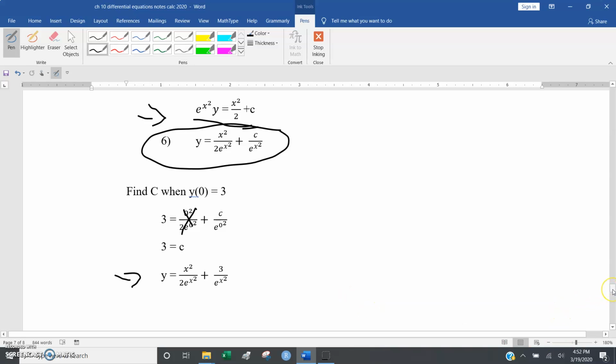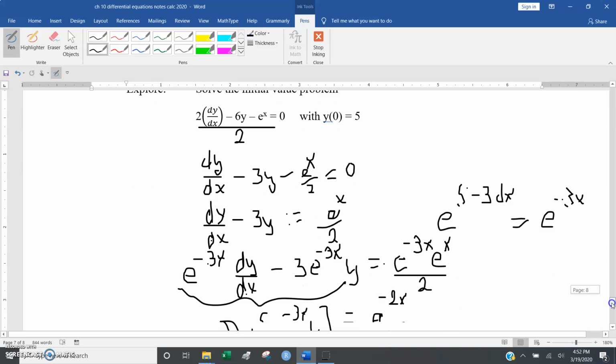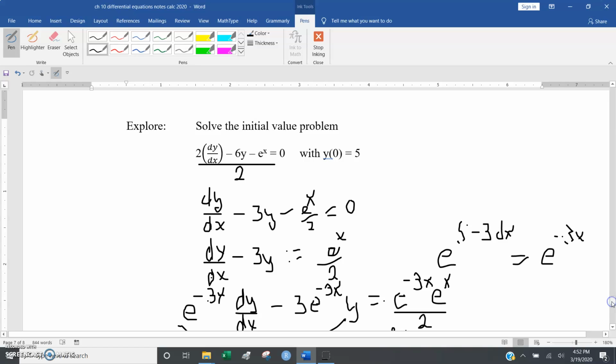So pause the video, try it on your own, and then check to see how you have done. All right, your equation was 2 dy/dx minus 6y minus e^x equals 0, with y(0) equals 5. First step, divide everybody by 2.